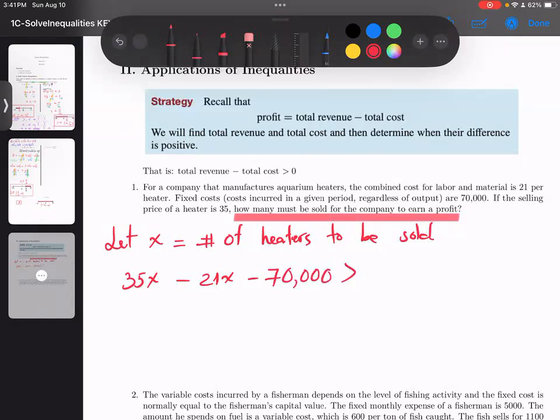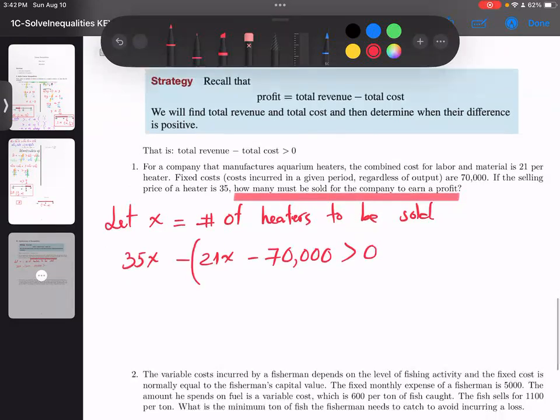And whatever it is has to be positive. Revenue subtract the total cost has to be positive, right? Or you can do it like this, but this is gonna be plus here, right? So this is your cost, and this is your revenue, right? But because I don't put the parentheses, I just subtract. And now you have an inequality that you can solve, right?